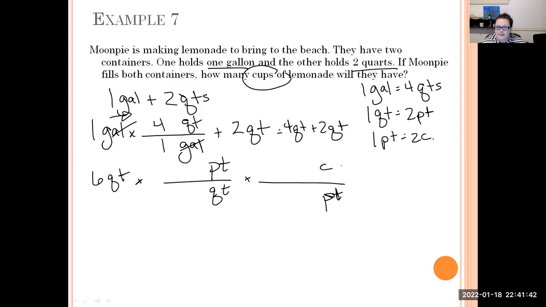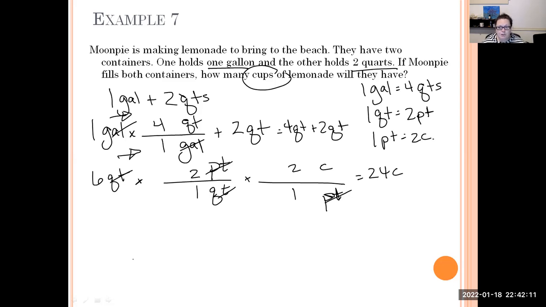All right, now that we've got that set up, we can just plug in our numbers. There are 2 pints in 1 quart and 2 cups in 1 pint. Multiplying straight across, quarts are gone, pints are gone. 6 times 2 is 12. 12 times 2 is 24, and that's all divided by 1. So that's 24 cups in all for the 1 gallon and the 2 quart containers together.